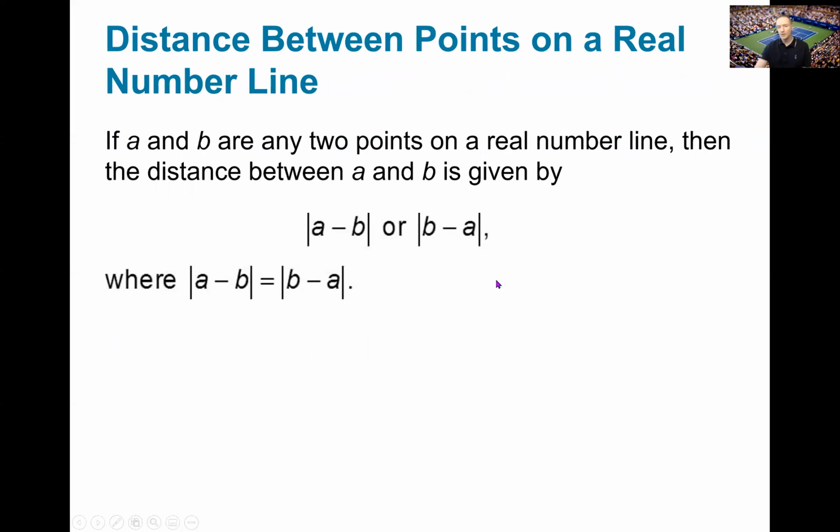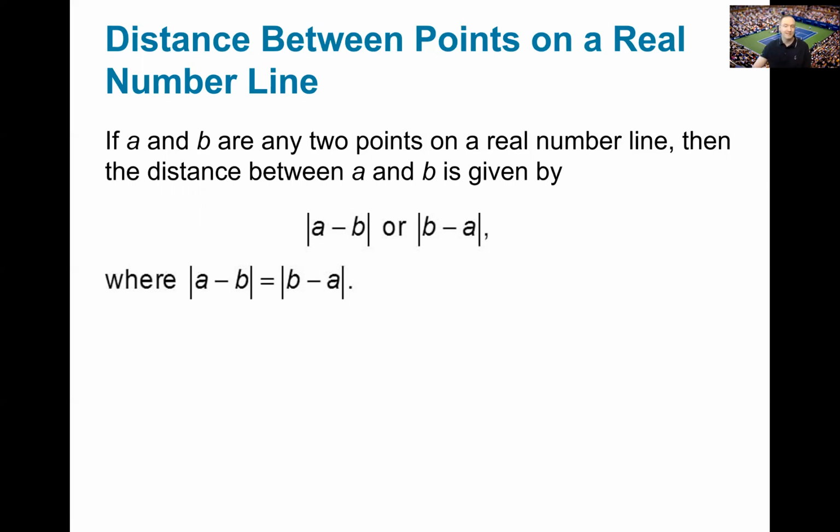Now, when we're talking about the distance between 2 points, if A and B are 2 points on a real number line, then the distance between A and B could be A minus B. But what if you say A minus B and A is a smaller number than B? Then you might think the distance is negative. Well, then you just say, okay, in order to make it positive, I can stick an absolute value around it. So it really doesn't matter whether you subtract the smaller number from the larger number or the larger number from the smaller number.